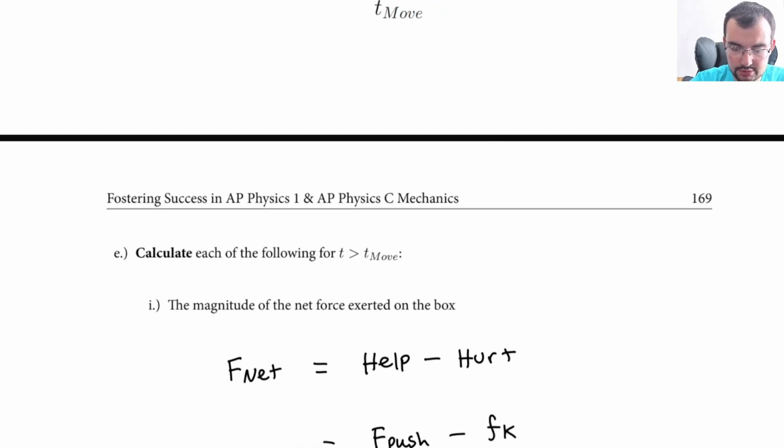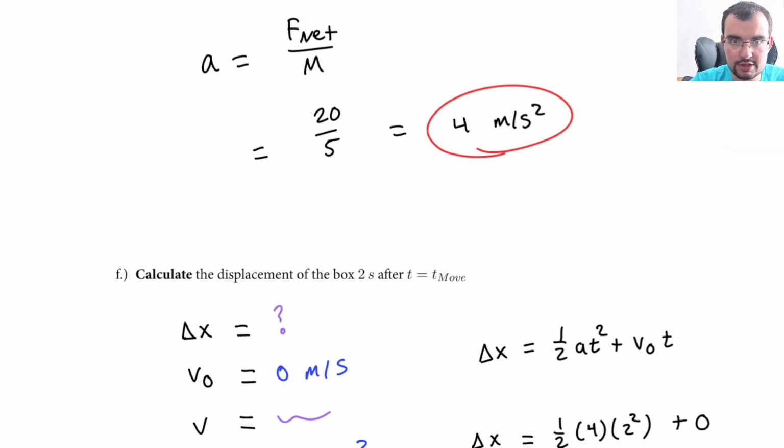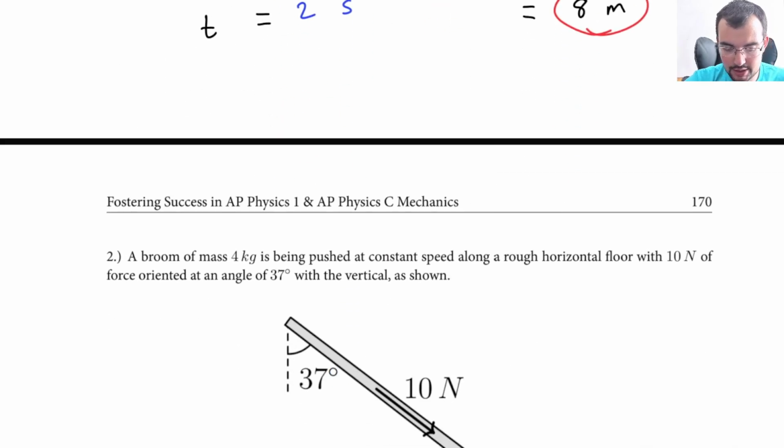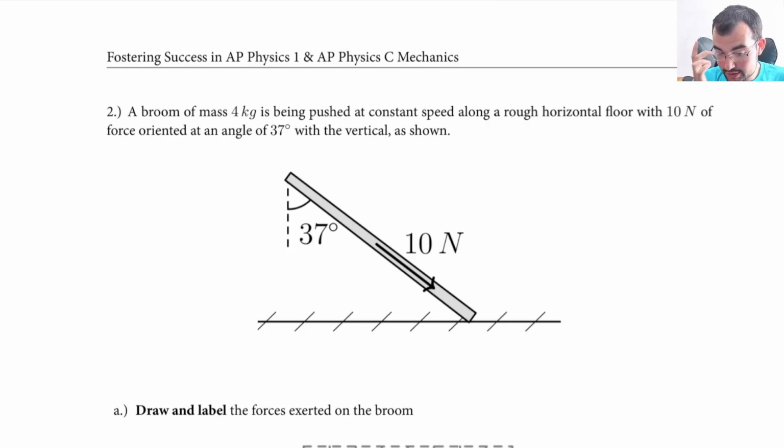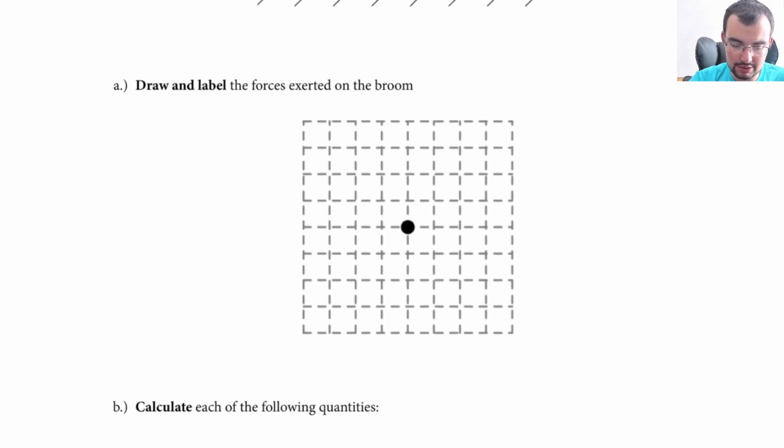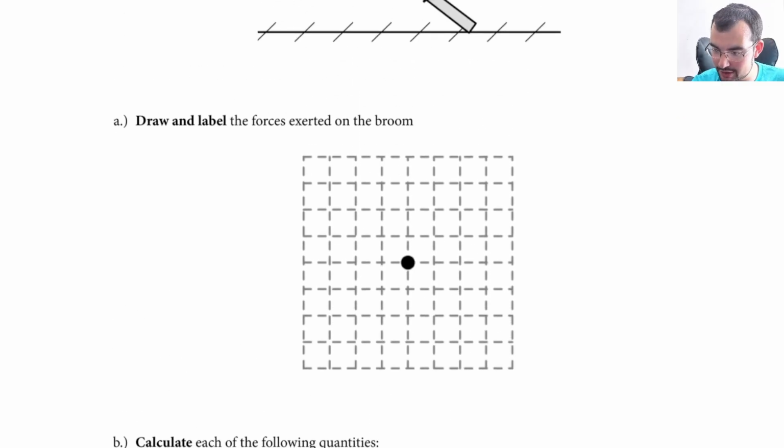So that was a nice sort of big description of all the things we could ask about static versus kinetic. Now we'll move on. A broom of mass 4 kilograms is being pushed at constant speed across a rough floor, so that means we're balanced. And the force is 10 newtons, and it is oriented at 37 degrees with the vertical. So we got a strange looking angle here. We want to draw the forces, and this is a calculate everything question.